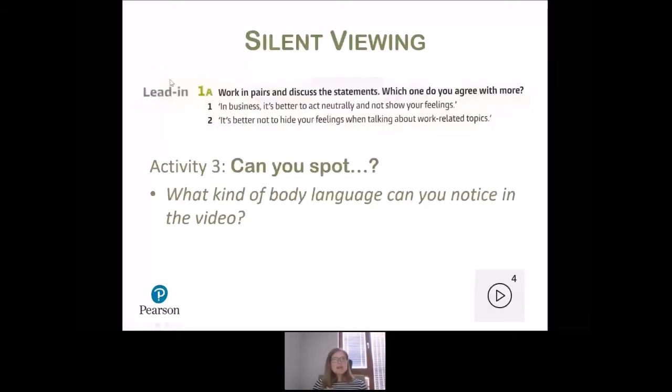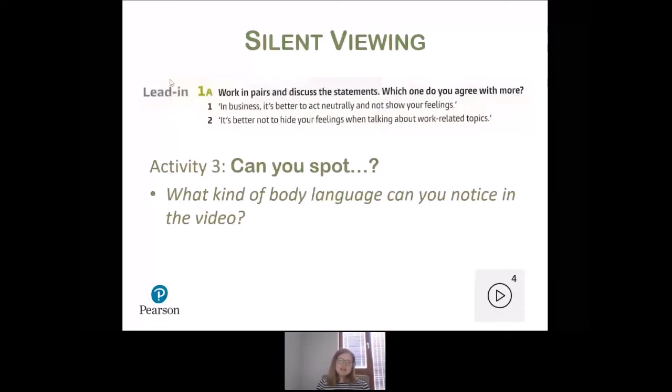Okay. Silent viewing, that's something we've already seen for the lead-in activity, but you can use it again. You can use it again, and you can ask a specific question. So, for example, here it would be, what kind of body language can you notice in the video?